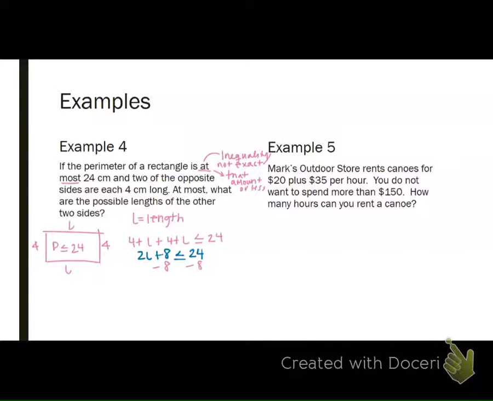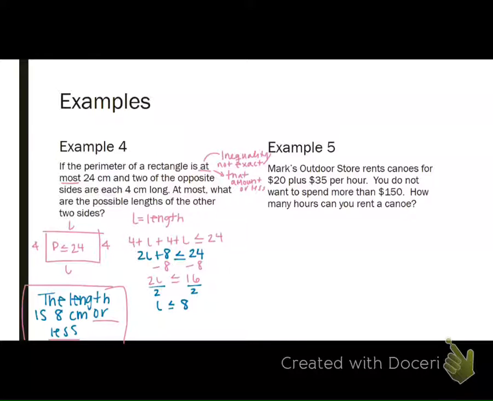We subtract 8. We do not flip the inequality unless you multiply or divide by a negative. So divide by 2, so L is less than or equal to 8. I'm sorry, that's an L. The letters are bad in math sometimes. They all look like numbers. You want them to be numbers. So the length is 8 centimeters or less. So notice I put or less in here to indicate that this is an inequality.